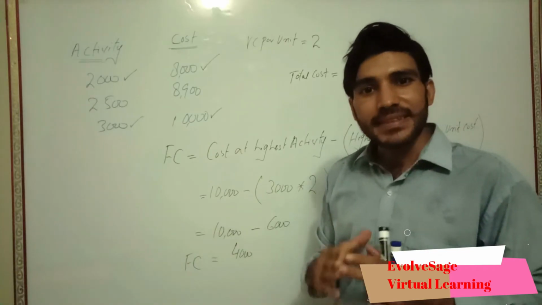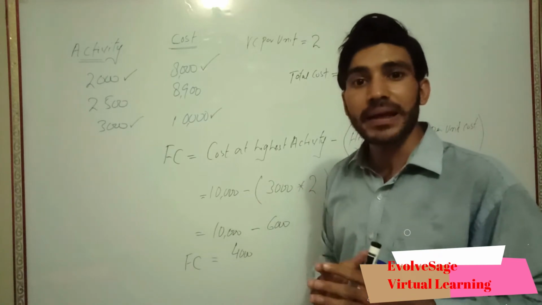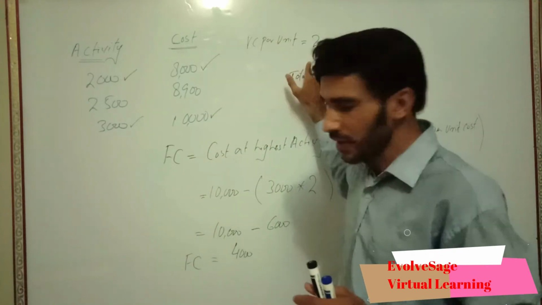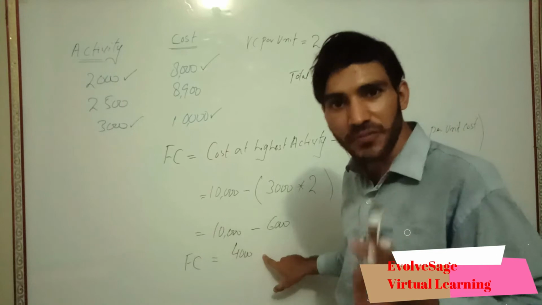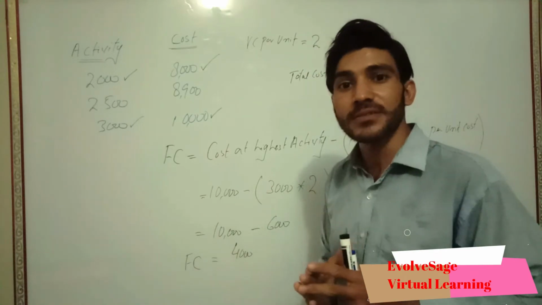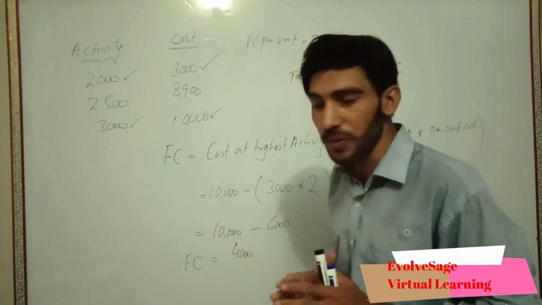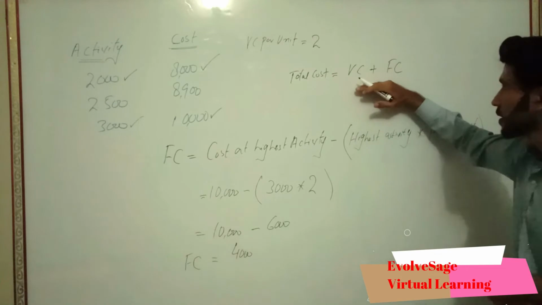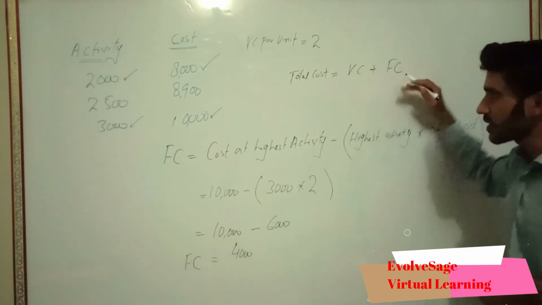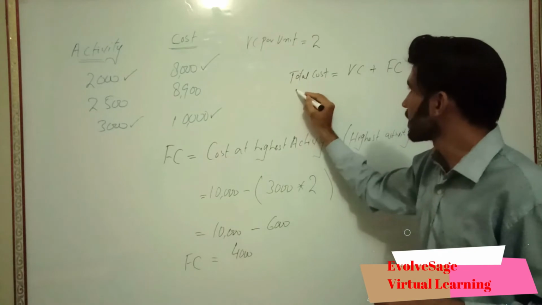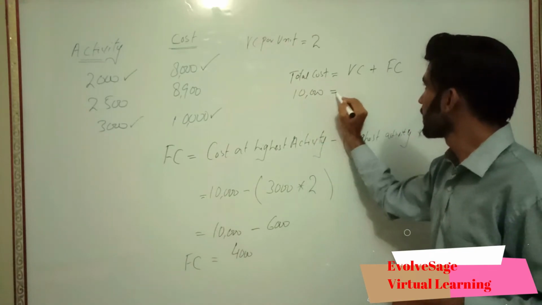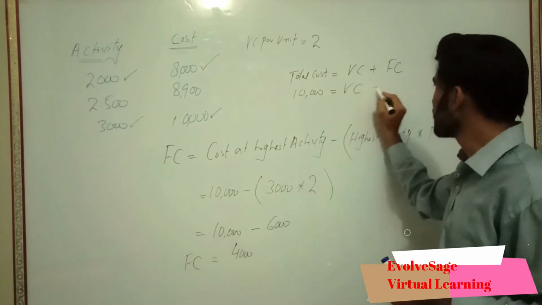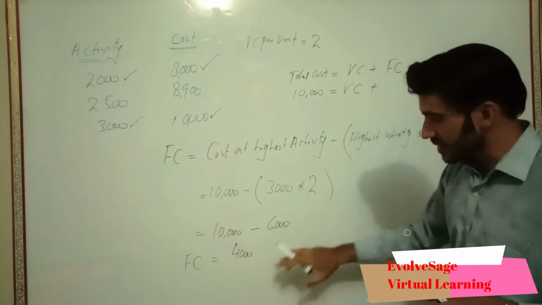Now the third step we will do here, we will identify our variable cost. We have identified variable cost per unit, we have identified our total fixed cost. We know that our total cost is equal to variable cost plus fixed cost. So the total cost here is 10,000, and it is equal to variable cost, which we do not know right now. And we know our fixed cost, it is 4,000.